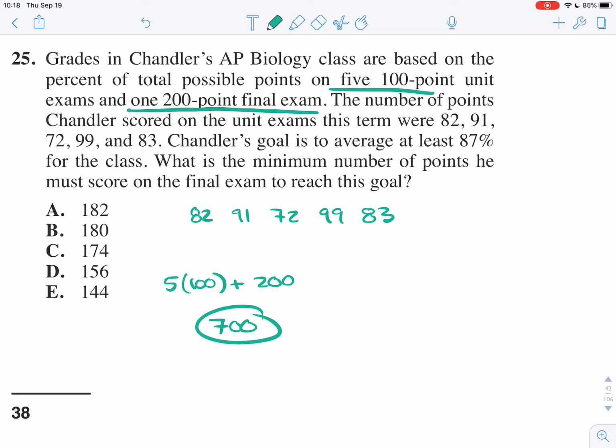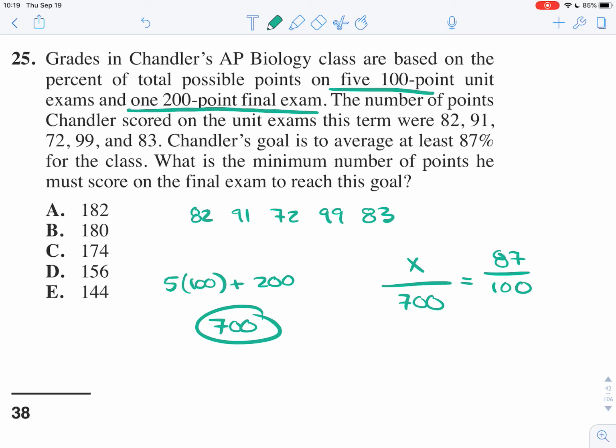So if Chandler wants an 87 on his final, he has his final exam to reach that goal of an 87, then if we use that sort of proportional logic or the part to whole ratio logic that we've talked about previously, then what we're going to be saying is that some number of points out of 700 should be equal to 87%. Again, you could write that as 0.87 or you could write it as 87 over 100.